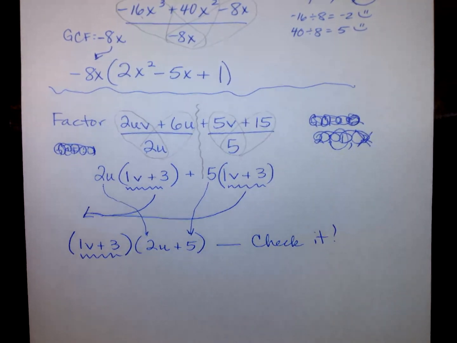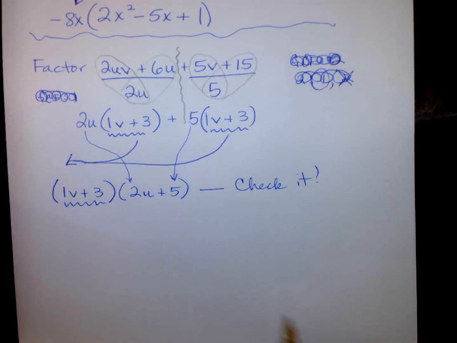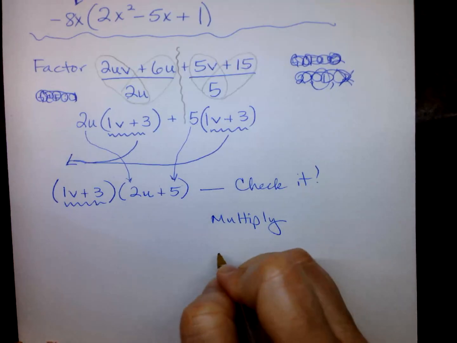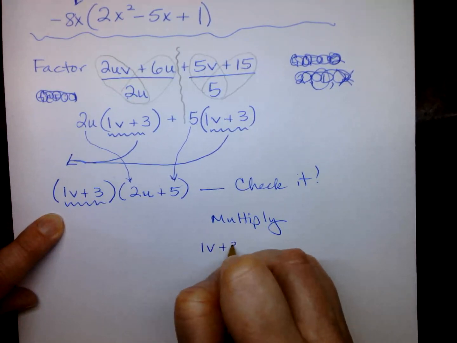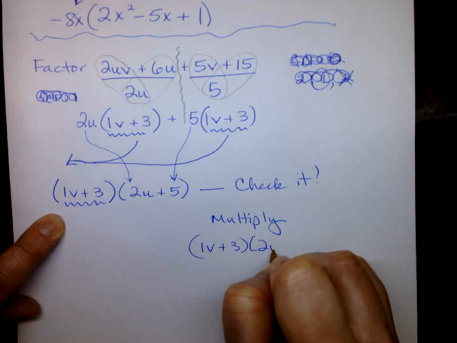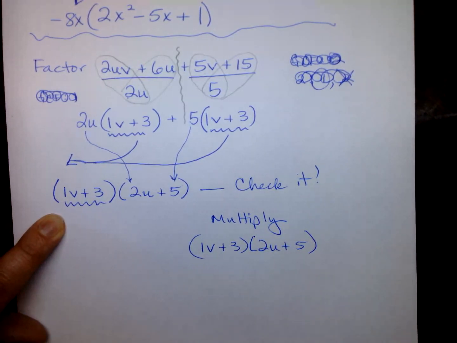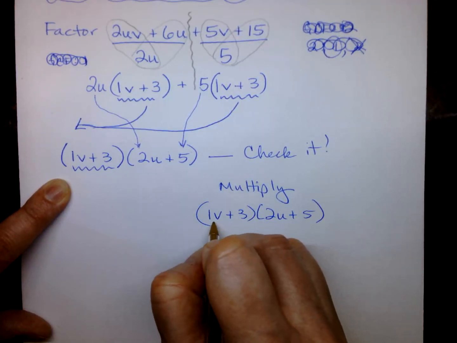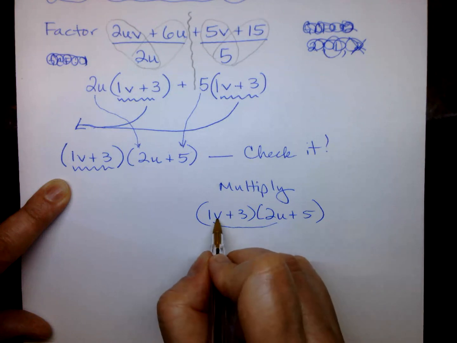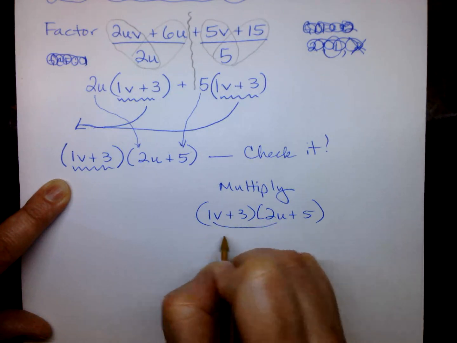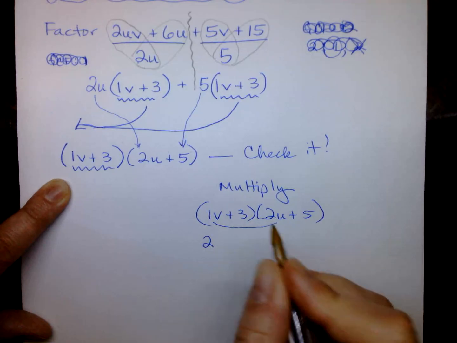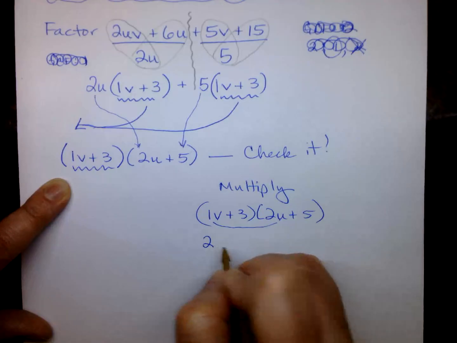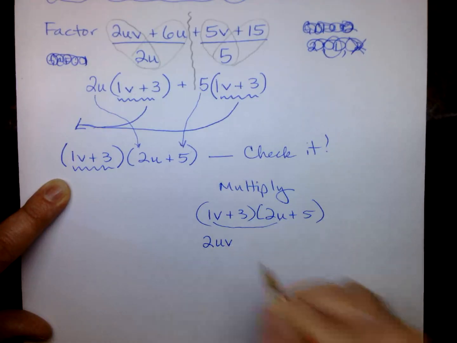The opposite of factoring is multiplying. So let's multiply those together. If I multiply together 1v plus 3 times 2u plus 5, there are a few ways you might do this. Some of you like to do the FOIL method, which means first you multiply the two first terms, 1v times 2u, and that would be 1 times 2 is 2. And then v times u is just uv or vu. It doesn't matter what order you write them in. We'll put them in alphabetical order.